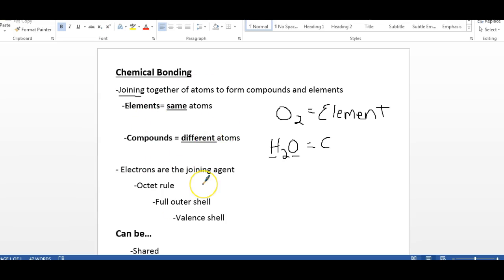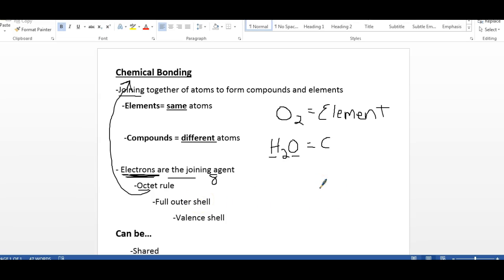How this happens, though, and why it happens, is through the use of electrons. So if you want to know how something's going to bond, you need to understand the electrons and how many they have in their outer shell. Chemical bonding is really based on the octet rule. You probably know prefixes and suffixes, and octet means 8. This says elements or atoms like to have a full outer shell.